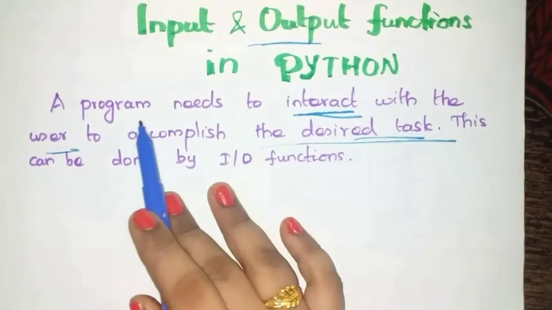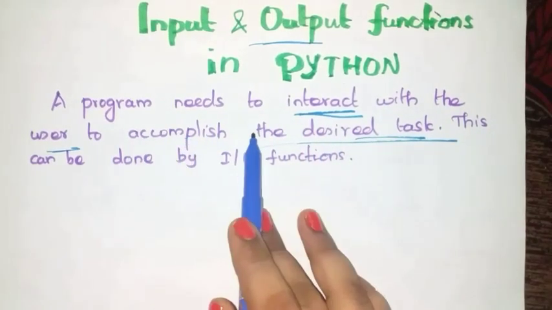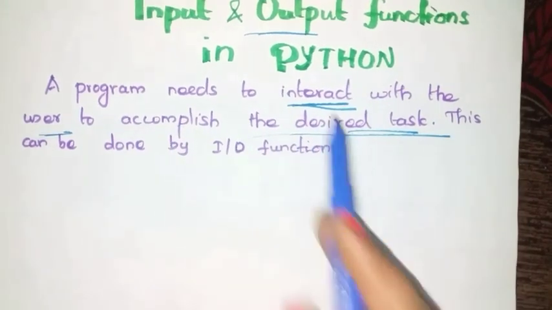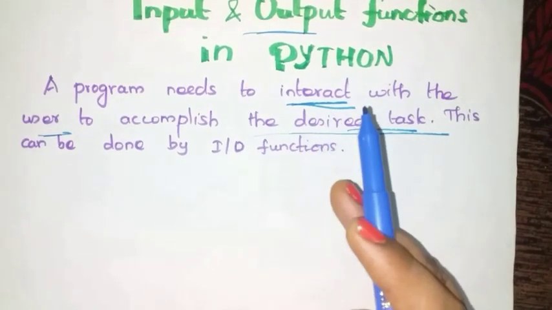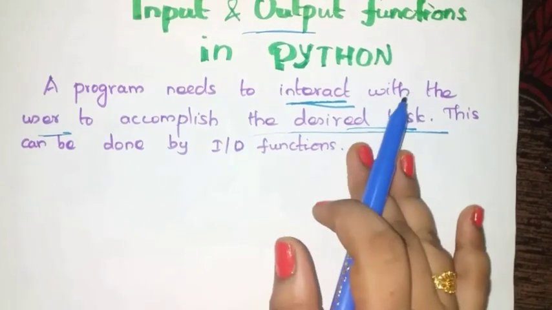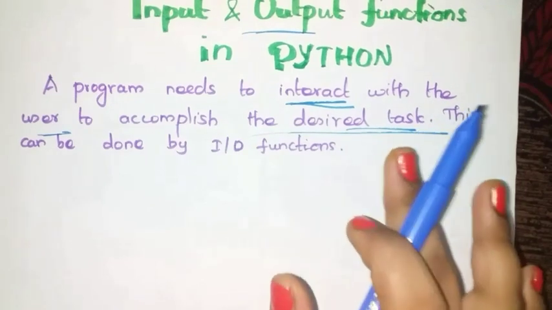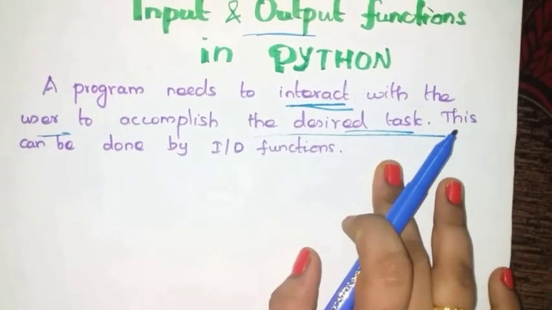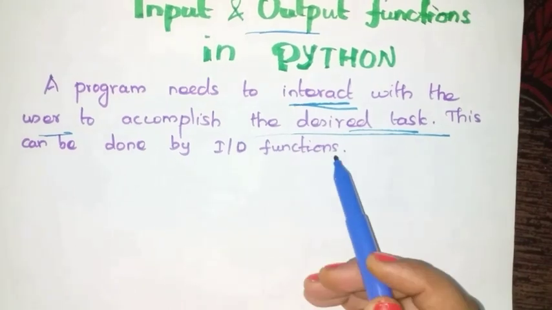A program needs to interact with the user to accomplish the desired task. What does it mean? In some places, you have to connect with the program, which means you have to give the input from the input device for getting the specific output at the runtime of the program. This can be done by input and output functions.